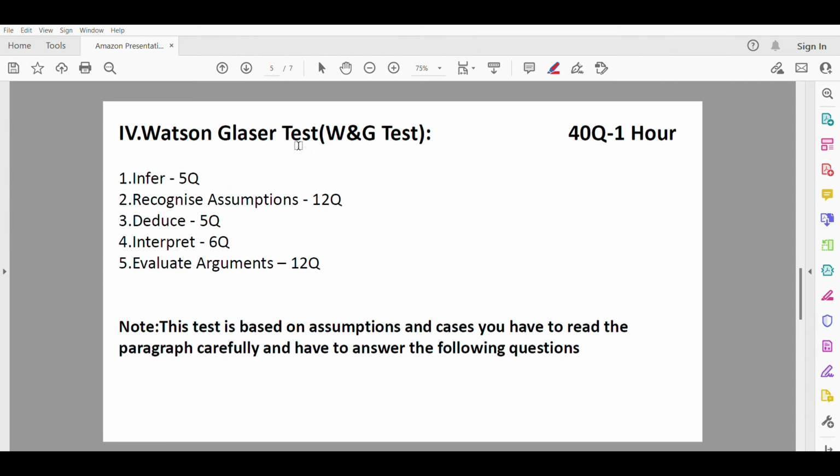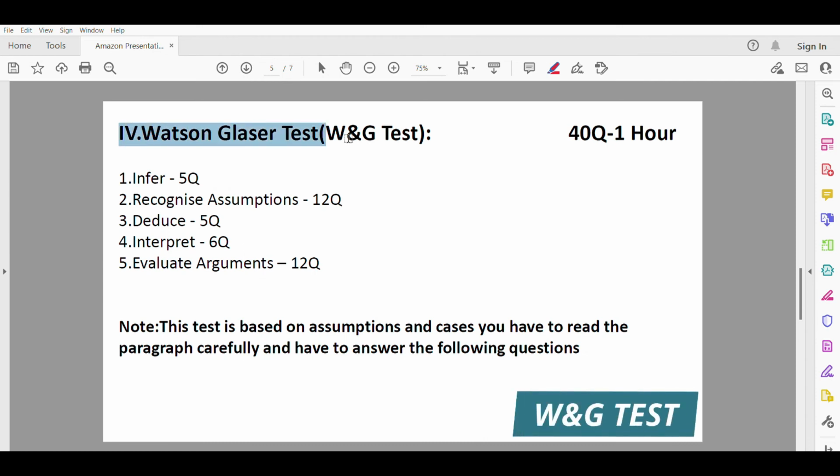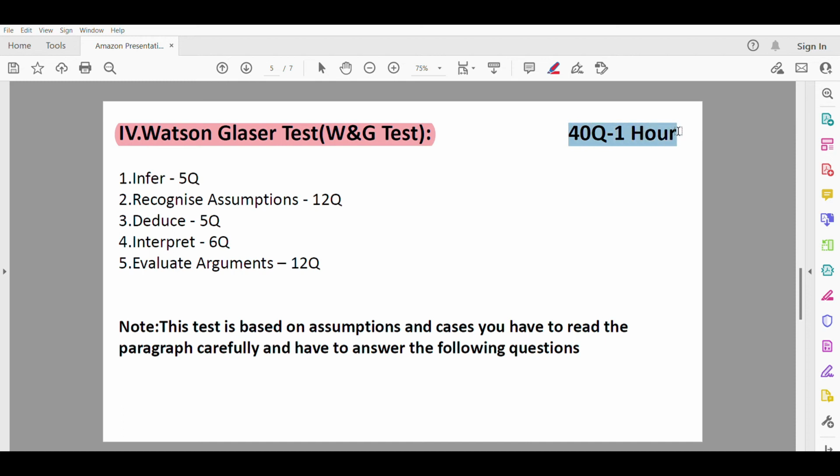So the fourth round is the Watson Glaser test. This is a test which is mainly for Tron Associate. Many roles don't have this test, but in Tron it has the Watson Glaser test. It is also known as the WNG test. We will be given 40 questions and 1 hour of time. So these are the main topics for all these.